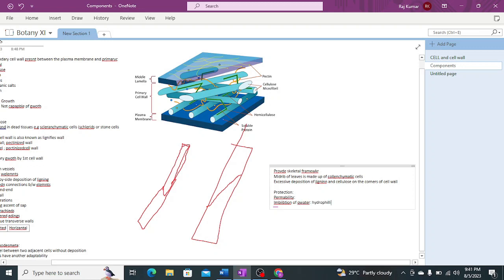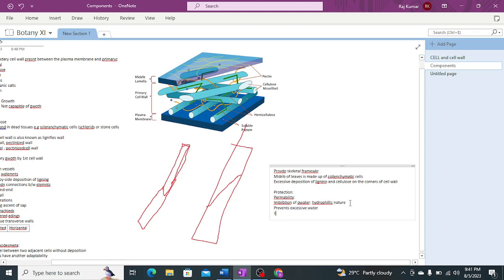As we previously discussed, the cell wall is hydrophilic in nature, that is, water loving. But some parts of the cell wall, such as cellulose, are insoluble in water, due to which it also prevents an excessive amount of water from entering the cell. So it provides imbibition of water, but it also protects the cell from excessive water.